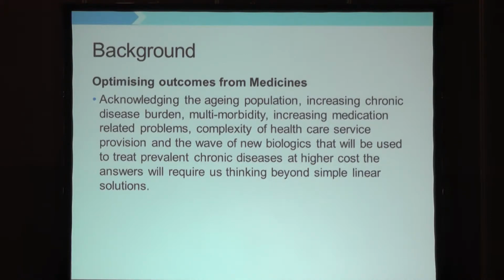So certainly the wave of new biologics that will be used to treat prevalent chronic conditions. It's something that we're grappling with, particularly in Australia, is the pharmacovigilance around the biologics that are being introduced. Again, particularly in older patients. One of the most common biologics that's been introduced is a drug for the treatment of osteoporosis. Certainly we're using a lot in cancer chemotherapy, in conditions like rheumatoid arthritis and other conditions, but the biologics are becoming increasingly available, and understanding their use is going to be very important. And I think it's going to require answers that require us to think beyond just simple linear solutions.